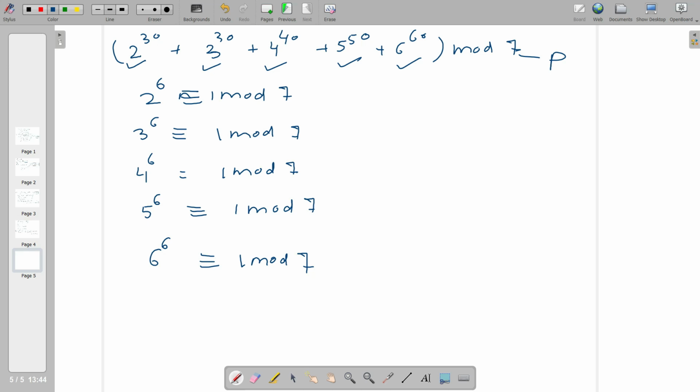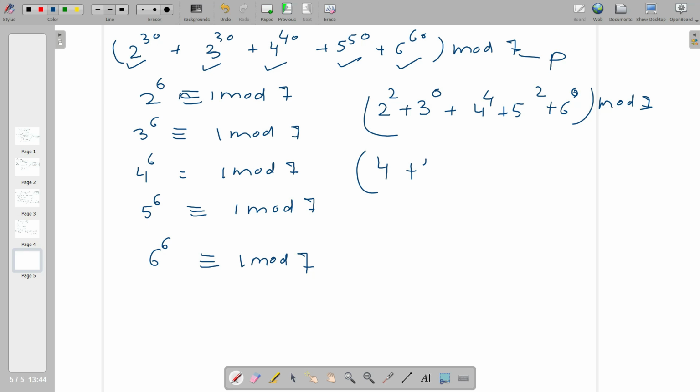So when we divide 30 with 6, the remainder is 2. So it is 2 to the power 2. It is 3 to the power 0. When we divide 40 with 6, it comes out to be 4 to the power 4, 5 to the power 2 and 6 to the power 0. And it means it should be mod 7. So it will be 4 plus 3 to the power 0, 1. It will be 2 to the power 8 again, and it will be 25. It will be 1 mod 7.